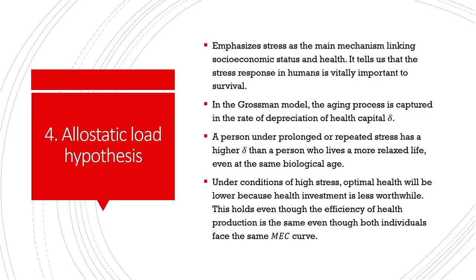If you recall in the Grossman model, the aging process is captured in the rate of depreciation of health capital given by delta. A person under prolonged or repeated stress has a higher rate of depreciation in the aging process than a person who lives a more relaxed life at the same biological age. So, the hypothesis is that if there are two individuals A and B, and A has more stress than B, then the rate of depreciation during the aging process that A experiences will be much higher than that of B. If we replace A and B with R and P, the richer person and the poorer person, this hypothesis says that stress plays an important role here, and using various kinds of empirical studies, it has been shown that poorer individuals seem to have more stress in their lives that ultimately impacts their optimal production of health at the individual level.